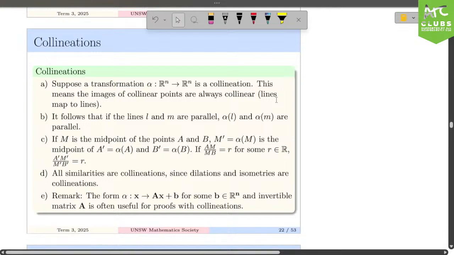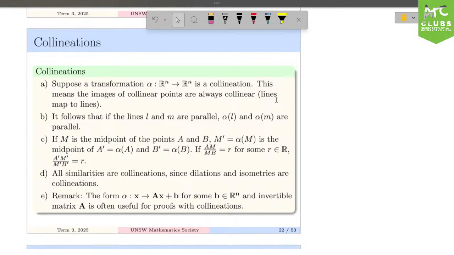Collineations. Suppose the transformation alpha from Rn to Rn is a collineation. This maps collinear points to images which are always collinear, so lines map to lines, essentially. If the lines L and M are parallel, alpha L and alpha M are parallel. And if M is the midpoint of A and B, alpha M is the midpoint of alpha A and alpha B.